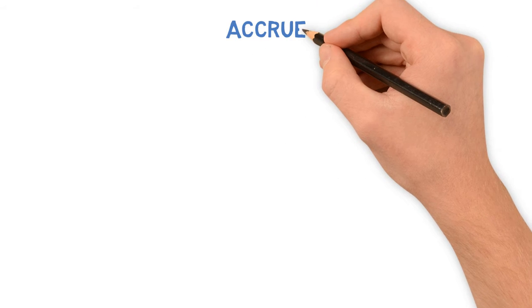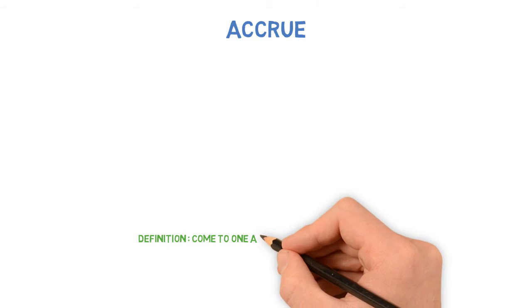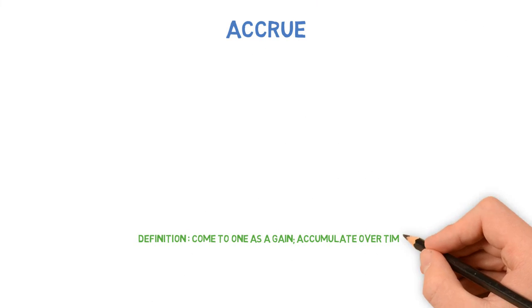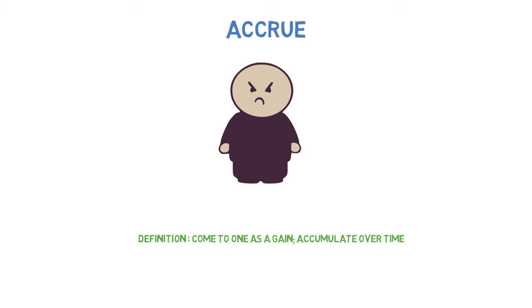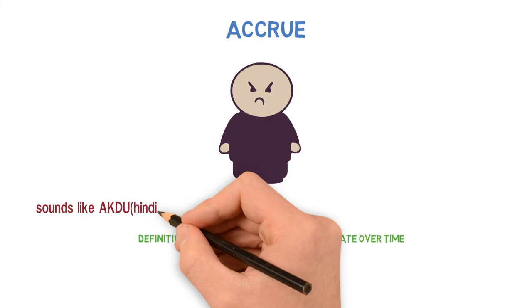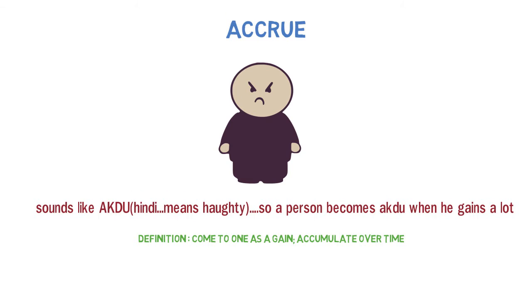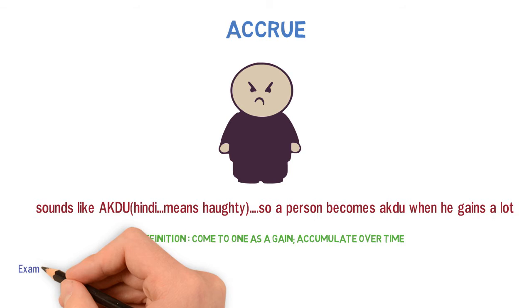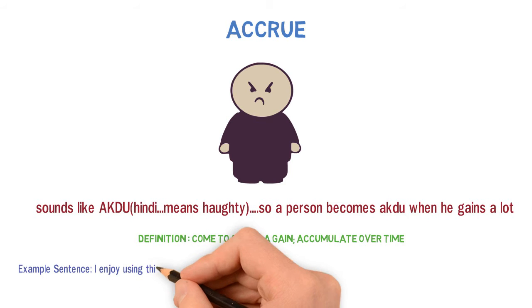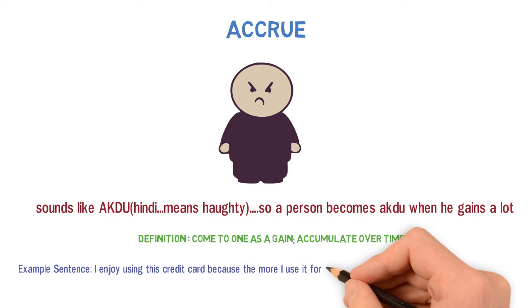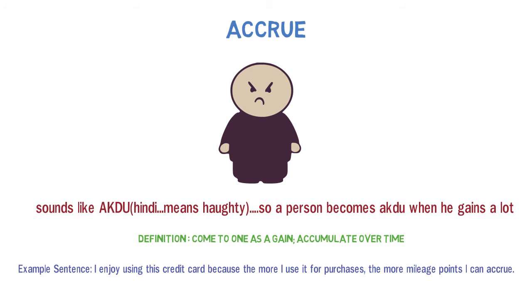Next is accrue. Definition of accrue is come to one as a gain, accumulate over a time, and it sounds like अकड़ू. So a person becomes अकड़ू when he gains a lot. In Hindi we can say अकड़ू का मतलब होता है घमंडी. घमंड इंसान के अंदर कब आता है? जब वो काफी अमीर हो जाता है तो उसके अंदर घमंड आ जाता है. So in that way we can remember the word accrue as अकड़ू, and from that we can come to the conclusion that accrue means accumulate over a time.